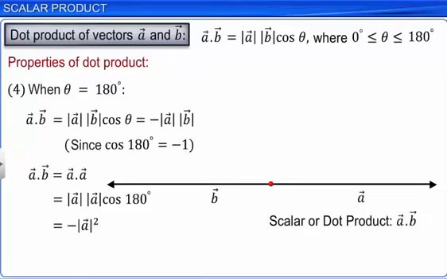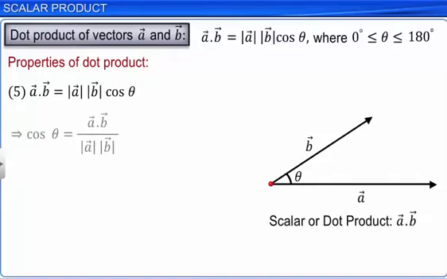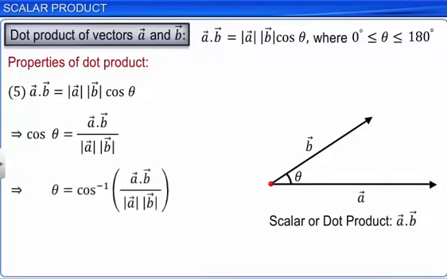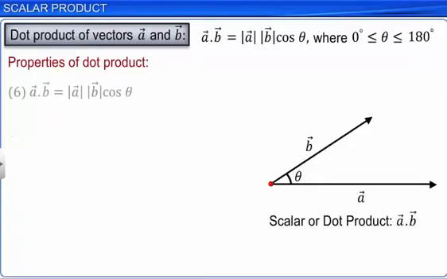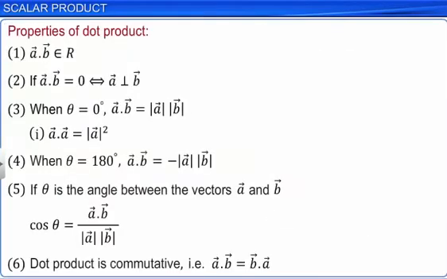If the magnitudes of two non-zero vectors and their scalar product are known, you can find the angle theta between them. The dot product of two vectors is commutative. The properties of dot products that we have discussed so far give some very interesting results.